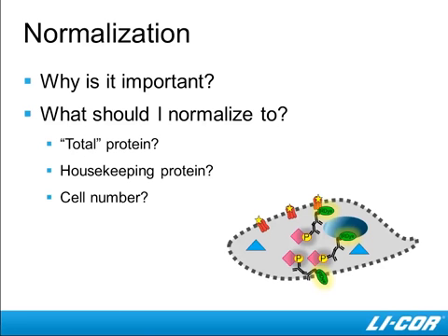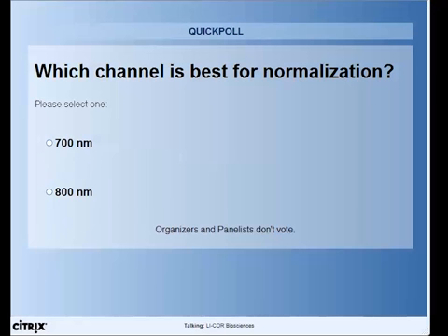Now, before I talk about the different staining options out there, at this point, why don't we go ahead and take another poll? Ashley? Our second question is, which channel is best for normalization? You can choose the 700 nanometer channel or the 800 nanometer channel. Go ahead and click the button next to your answer choice, and we'll give everyone just a couple of moments to finish.